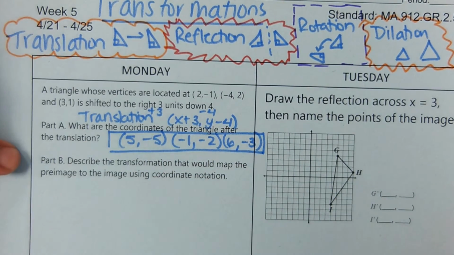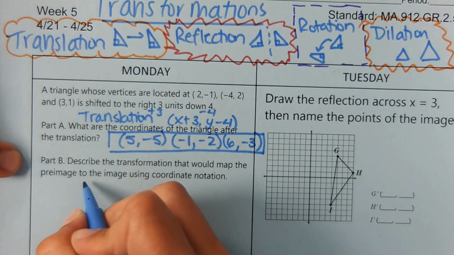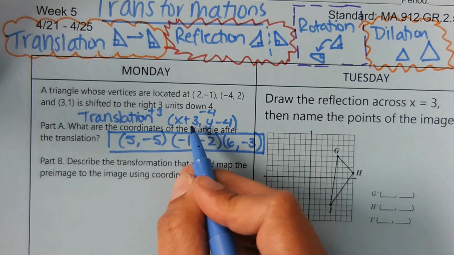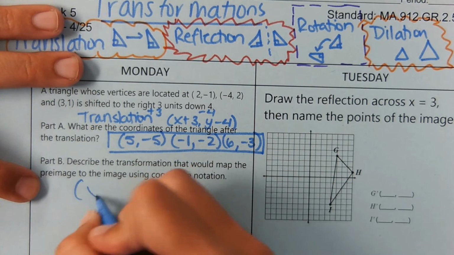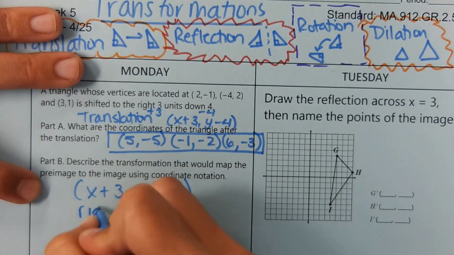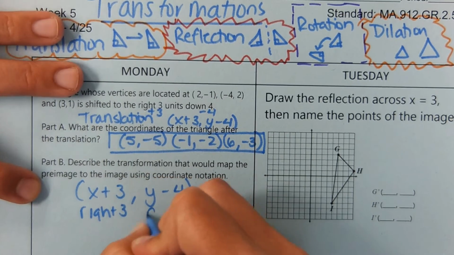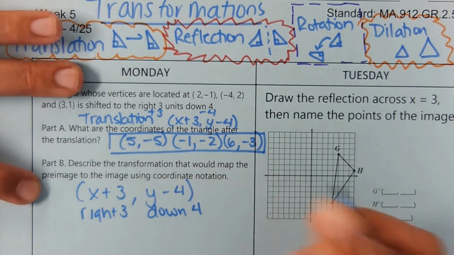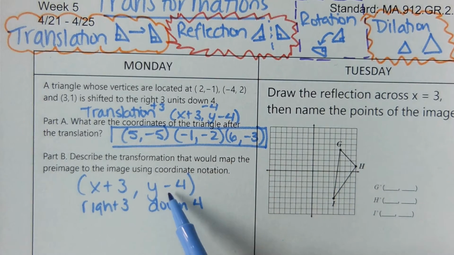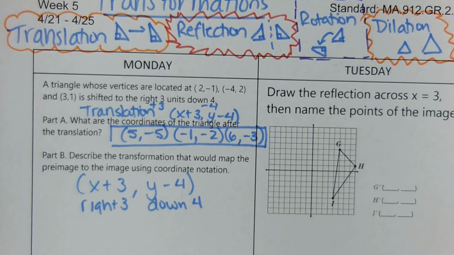Okay, and then describe the transformation that would map the pre-image to the image using coordinate notation. So we actually already did this as a way of solving this. So it would just be x plus 3, y minus 4, and that means to the right 3, and then down 4. And of course, if it was to the left 3, it would be -3. Or if it was up 4, it would be +4.